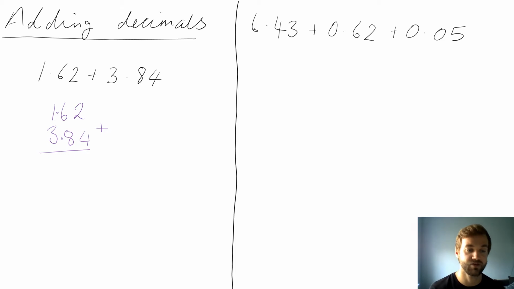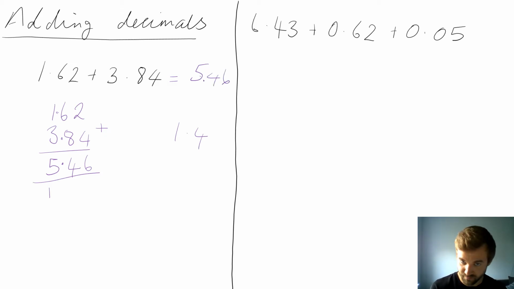Let's add them together. 2 hundredths add 4 hundredths is 6 hundredths. 6 tenths add 8 tenths is 14 tenths. So that's kind of like writing 1.4, isn't it? That's why I write the 4 there and carry the 1. 1 unit, add 3 units, add another unit, that's 5. So my final answer is 5.46.